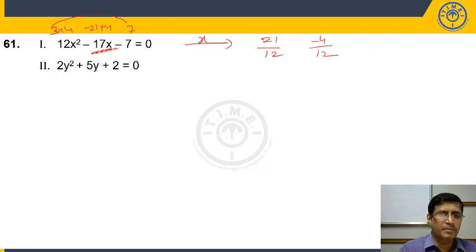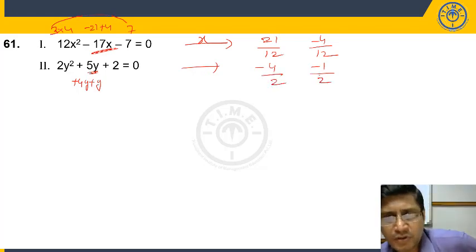So what about the second quadratic equation? 4 is the product, so here we can express this as plus 4y plus 1y. So what are the roots? The roots are minus 4 and minus 1 by 2.